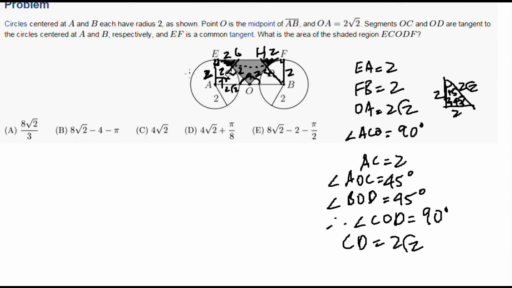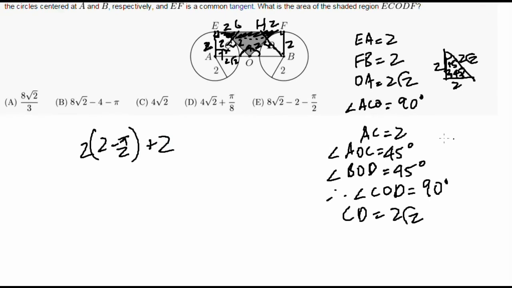Okay, last things last, we have to find the area of this trapezoid. So currently we have 2 minus pi over 2. There's 2 of them, so we multiply them by 2. And then there's this triangle right here, and that's just 2. Okay, that's what we have so far.